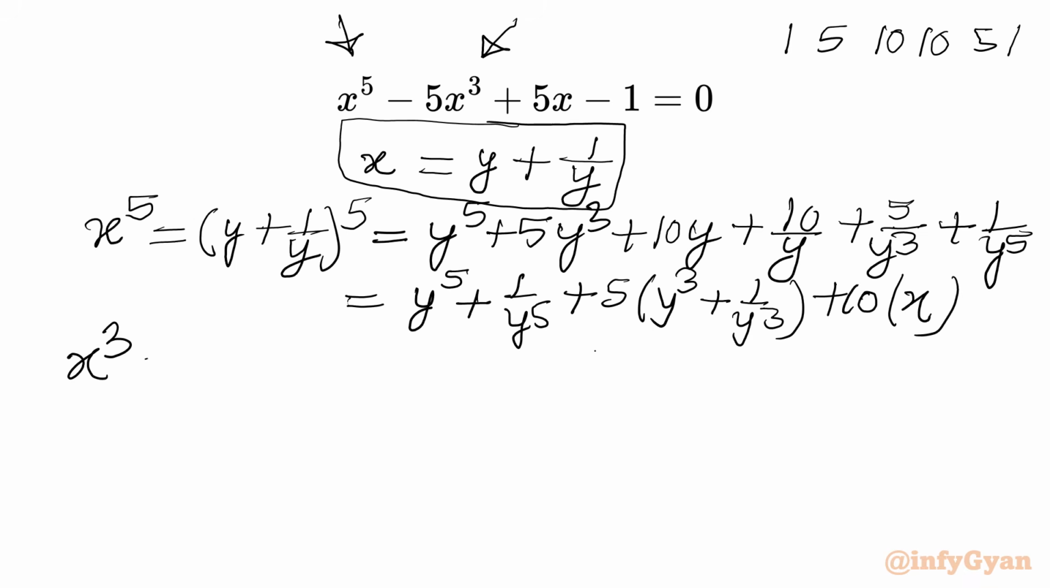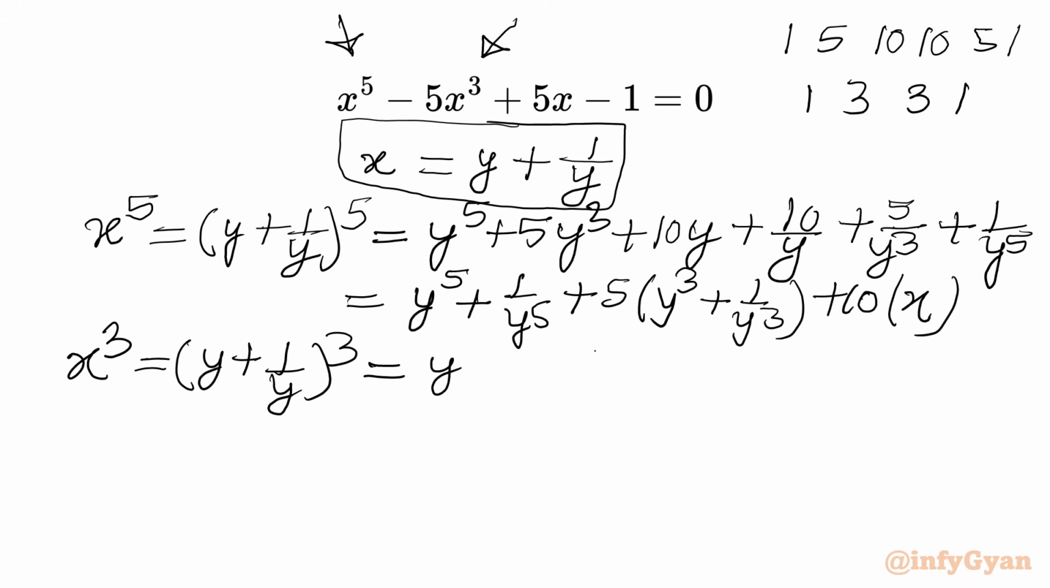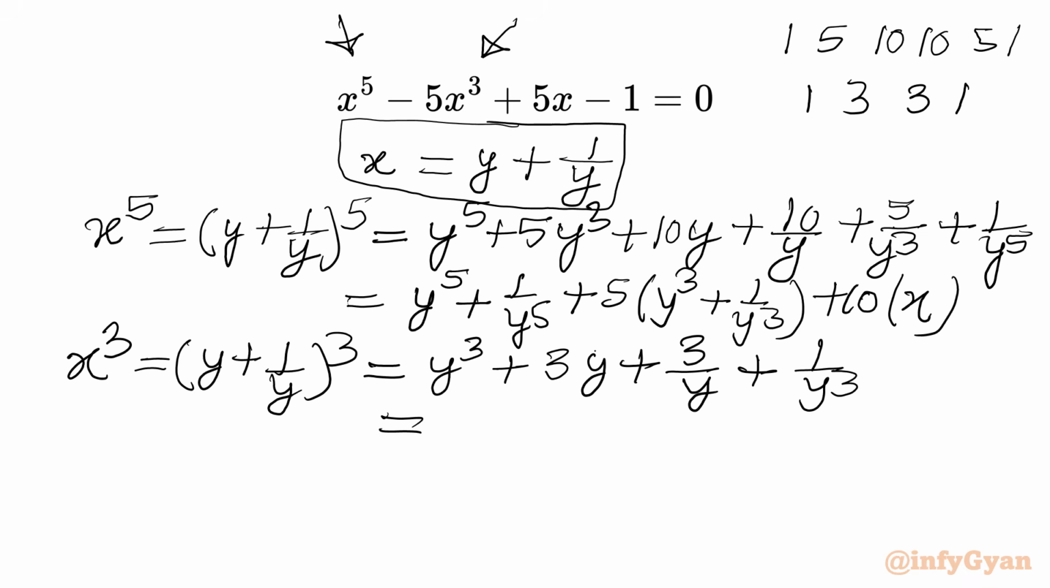Now x cube. It would be y plus 1 over y whole cube. Let's expand. We know expansion coefficients 1, 3, 3, 1. So we will get y cube plus 3 times y plus 3 over y plus 1 over y cube. We'll club first and last, second and second last terms. So we will write y cube plus 1 over y cube plus 3y plus 3 over y. 3 is common. y plus 1 over y is x. So here we have 10x, here we have 3x.